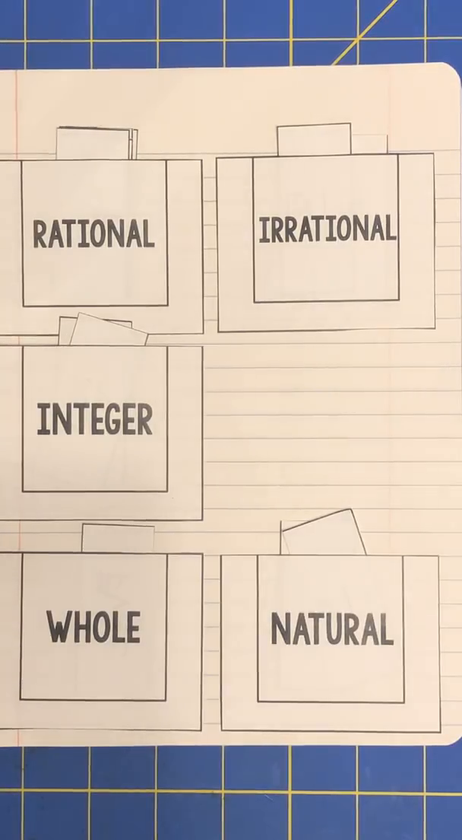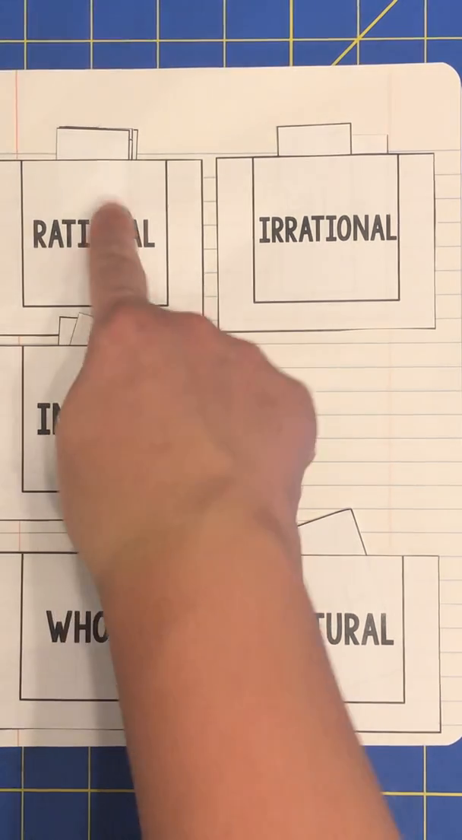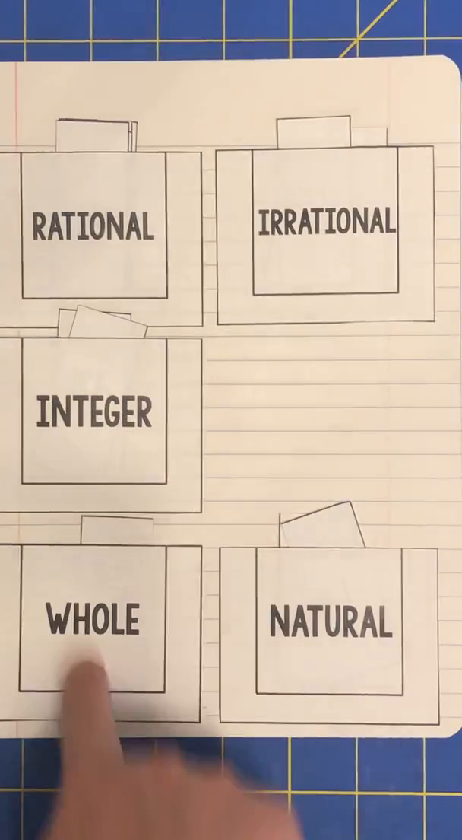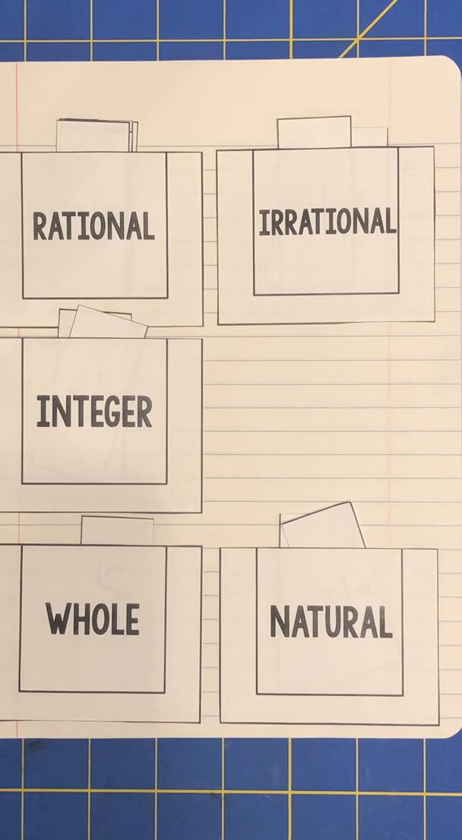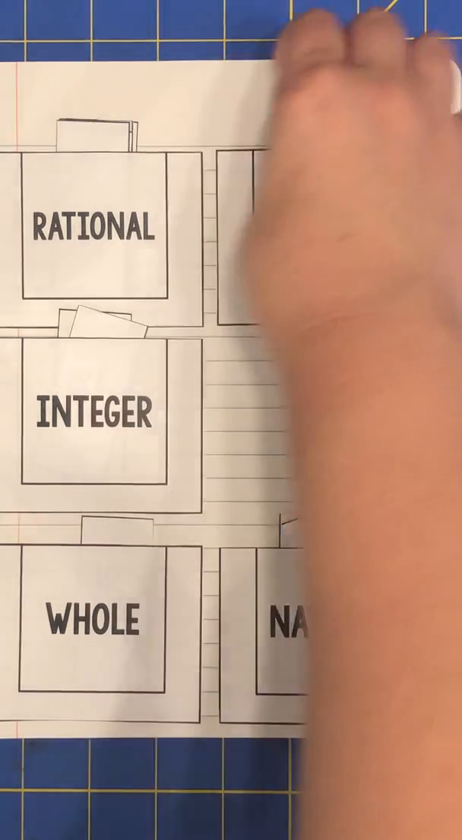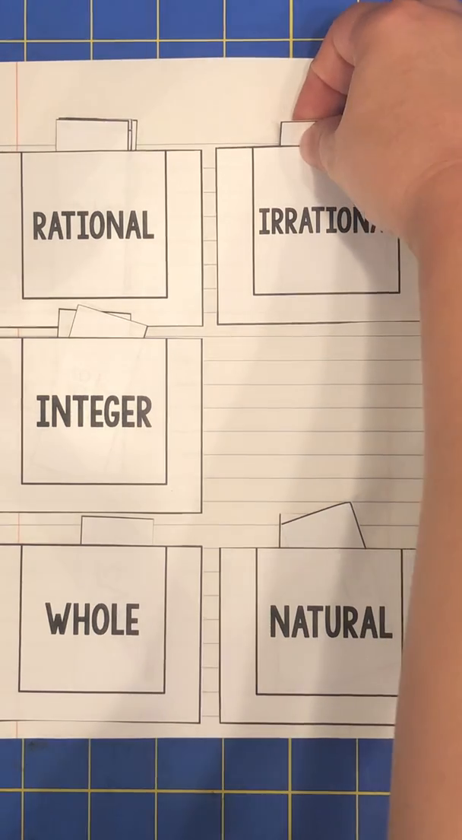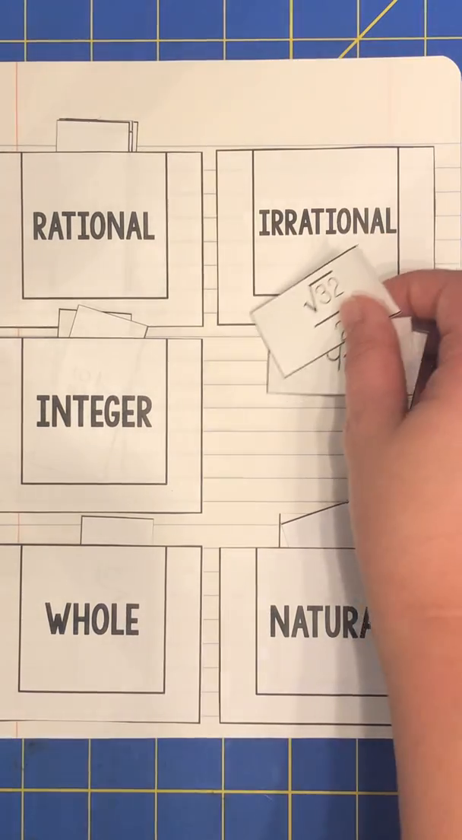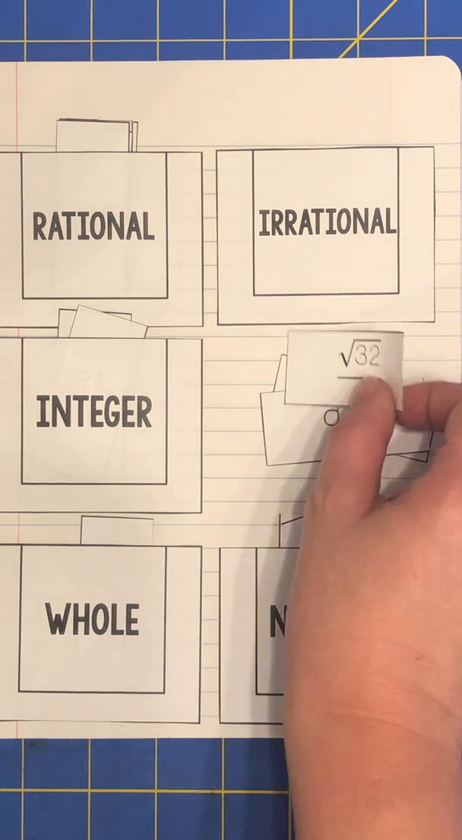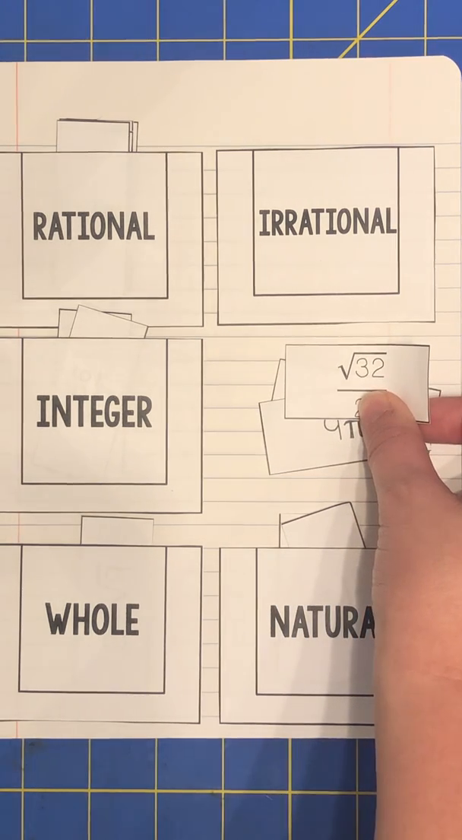So again, what we're working on is classifying rational and irrational numbers, and then we're breaking rational numbers down into integers, whole numbers, and natural numbers. Those are all things that qualify under the rational number category. So I'll just go through my pockets, and then if we have any questions, we can look at those together. So irrational numbers, remember that these are decimals that never end.